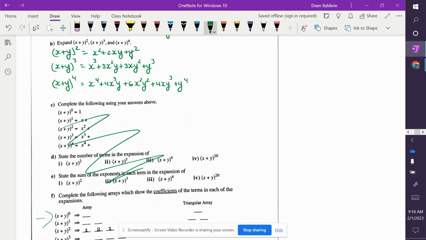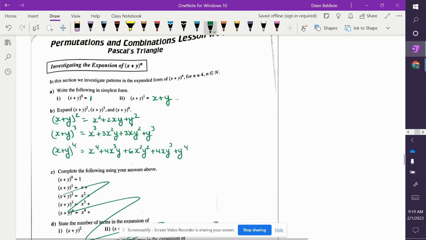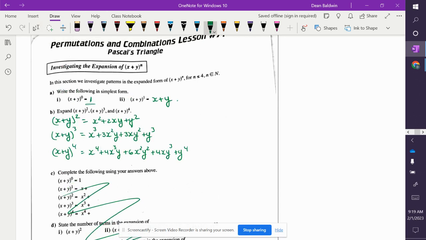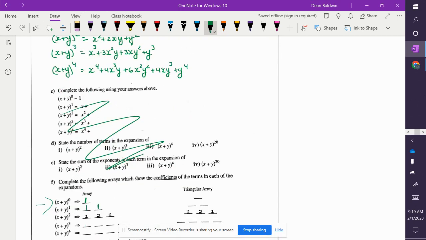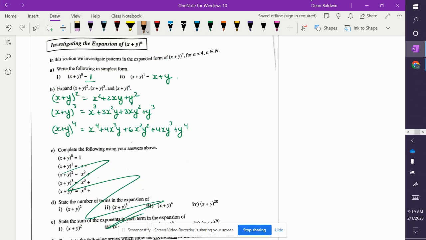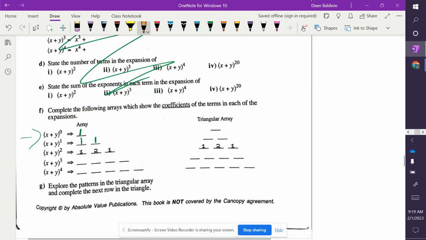X plus y to the power of 0 gives you 1, right? So that's a coefficient. If I look right here, it's just 1. If you look at the next one, x plus y to the power of 1, what are the coefficients of x and y? Just 1, right? So 1, 1. If we do x plus y squared, and you look at the coefficients, 1, 2, and then a 1 in front of the y. Okay? So 1, 2, 1.